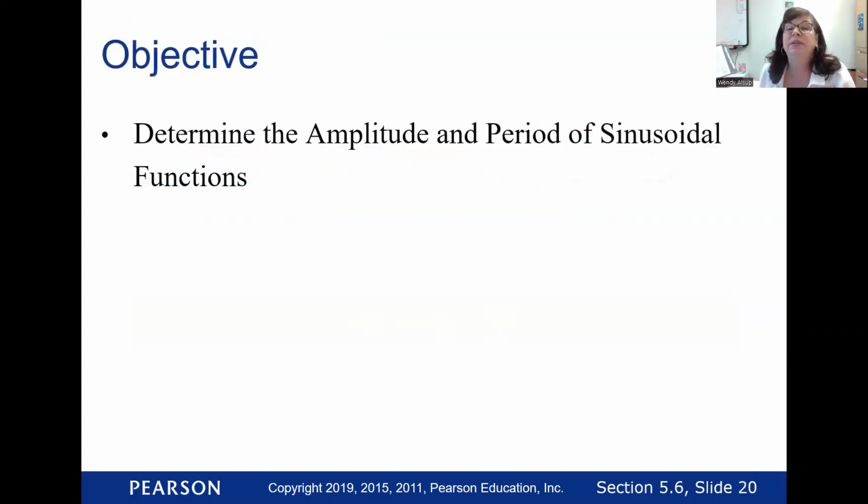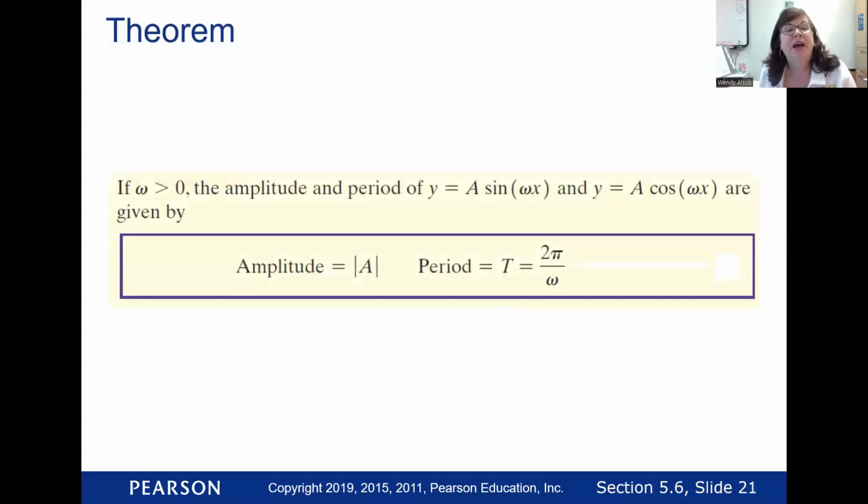All righty, so determine the amplitude and period of sinusoidal functions. Here are formulas. The amplitude is just going to be the absolute value of whatever your A value is. The period, though, you have to do a little bit more work. The period is going to be T. That's our letter we use for it. And it equals 2 pi divided by omega. 2 pi divided by omega. Write that down somewhere.